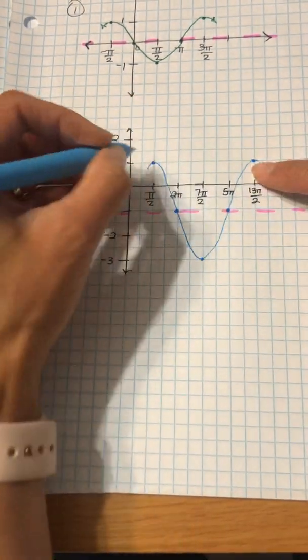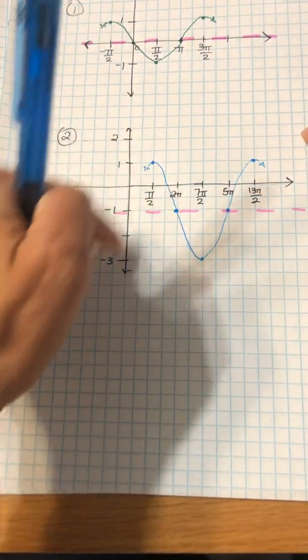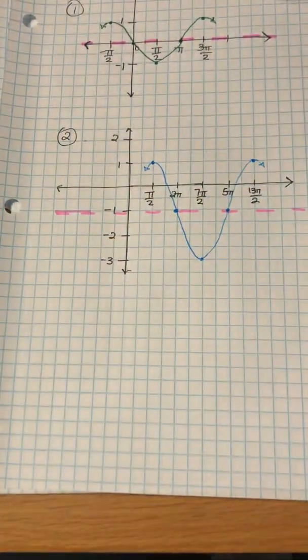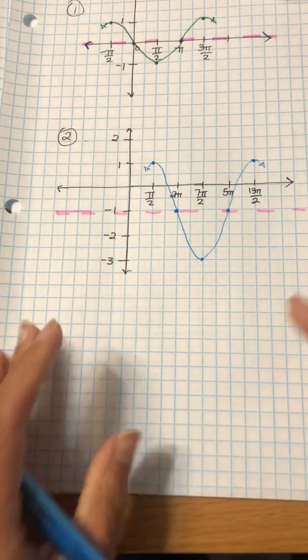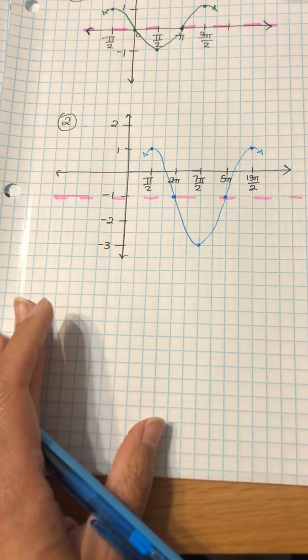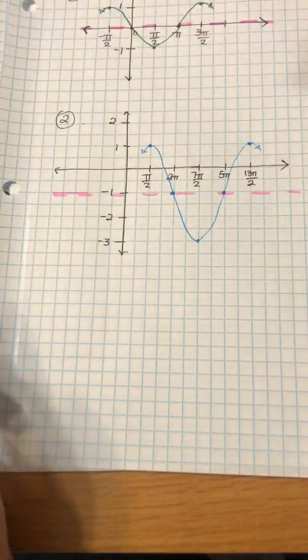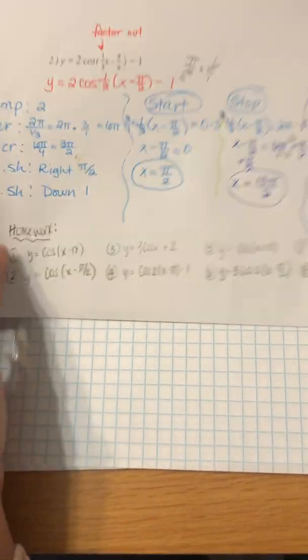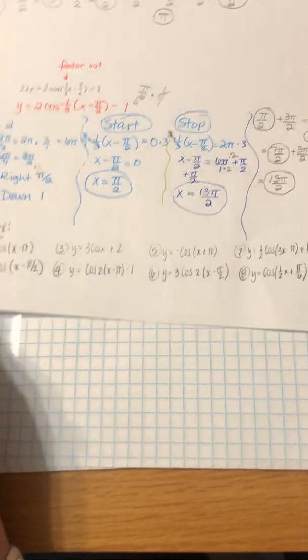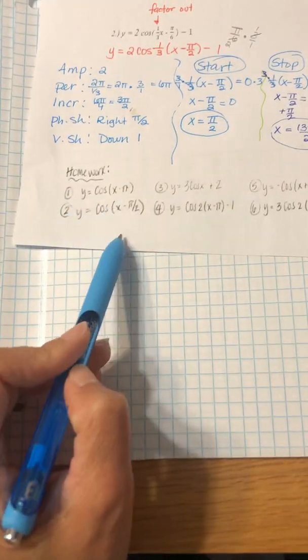And I always curve it on these endpoints because this wave will continue to go in both directions, okay? And there is the cosine wave. All right, so that's all there is to it, guys. It's the same process as sine, except cosine starts at a different spot. And you have 8 problems to do here. So it's all going to be the same type of thing.